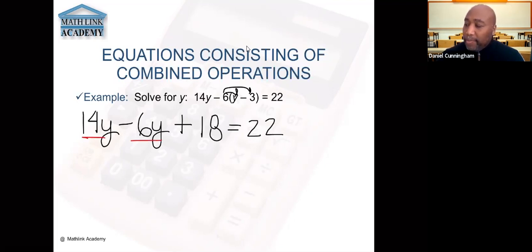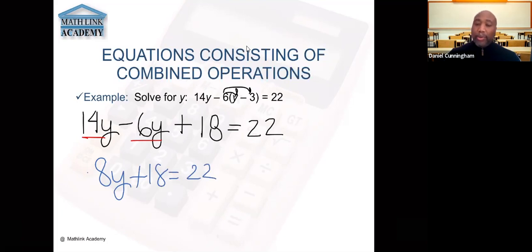If we do this correctly, we end up with 14 minus 6, which is 8y plus 18 is equal to 22. Now let's do what we did before. We're going to get y by itself. But what we're going to do first is subtract 18 on both sides. What we do on one side, we do on the other side. This gives me 8y is equal to 22 minus 18.